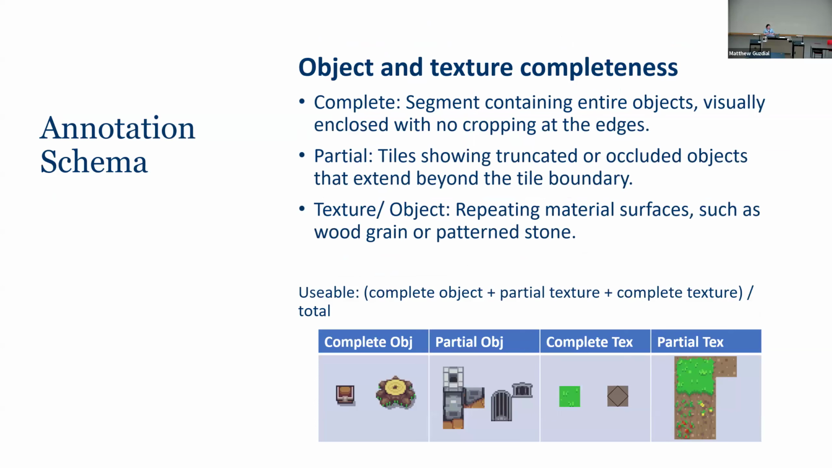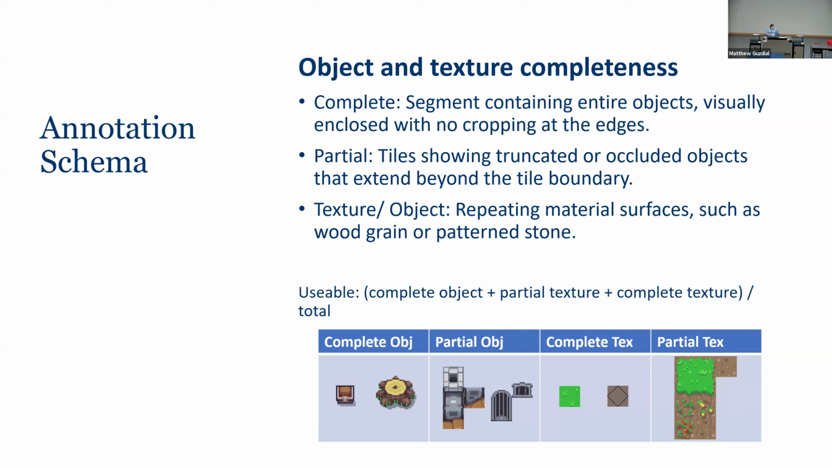And here is how we, the first thing is about object completeness. Here is how we classify the identified segments based on completeness. Some segments contain whole objects. I actually put some examples in the table on the slide. So some segments contain whole objects, for example, a barrel or a tree that fits entirely inside the image.